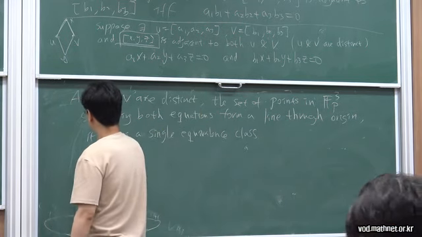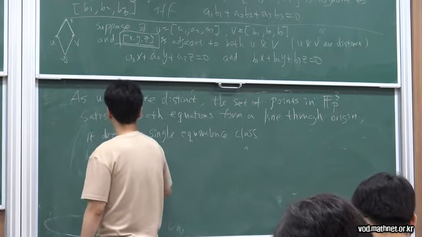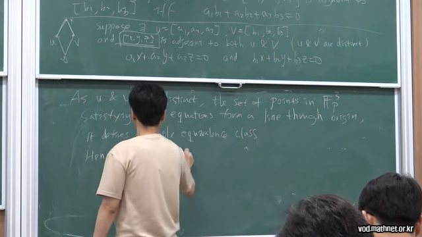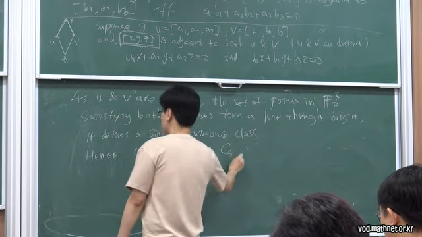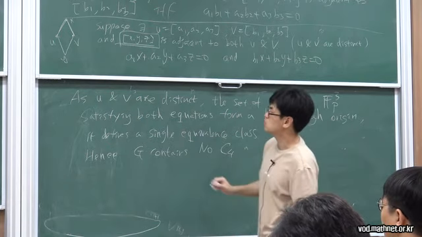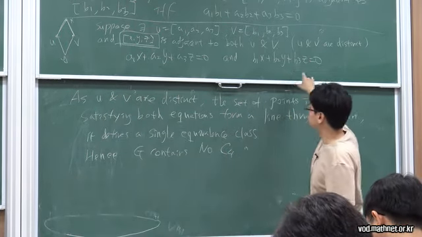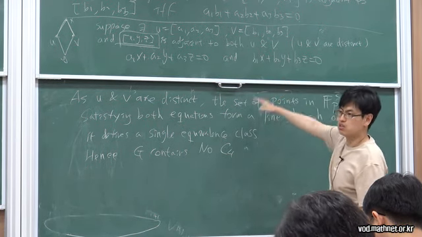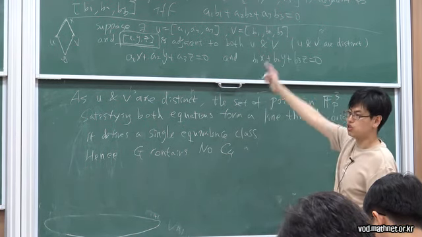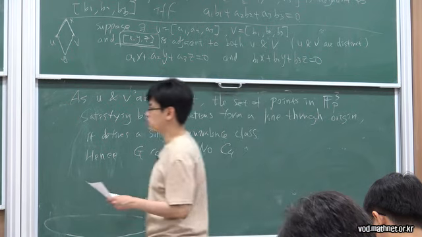Hence, G contains no C4. Because if we have C4, then x and y should both be solutions of this. But it has only a unique solution in this equivalence class. So it doesn't contain C4.